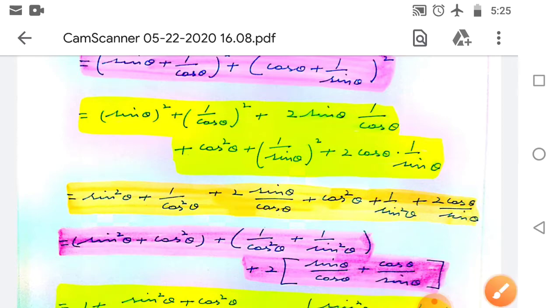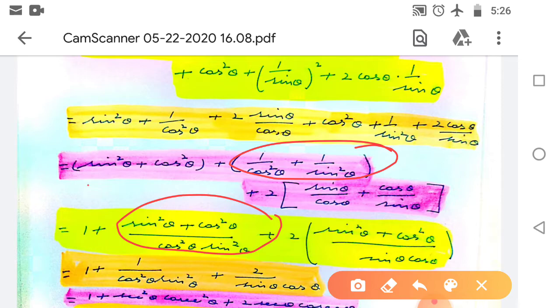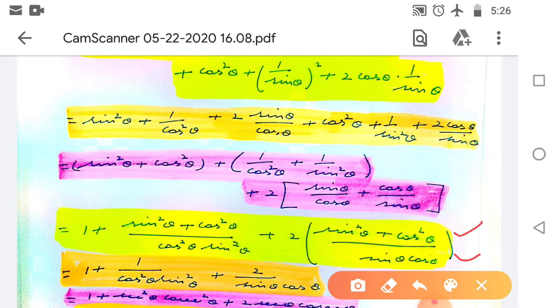So, you can take 2 common and it becomes 2 into (sin theta upon cos theta plus cos theta upon sin theta). Here you take the LCM as sin square theta cos square theta. So, this is the next term, but here sin square theta plus cos square theta is 1, clear. So, this is 1, and here when you take the LCM as sin theta cos theta, the numerator becomes sin square theta plus cos square theta, right.